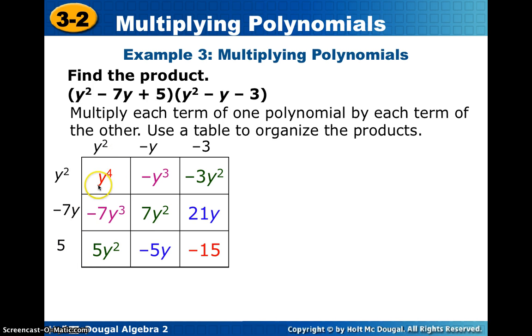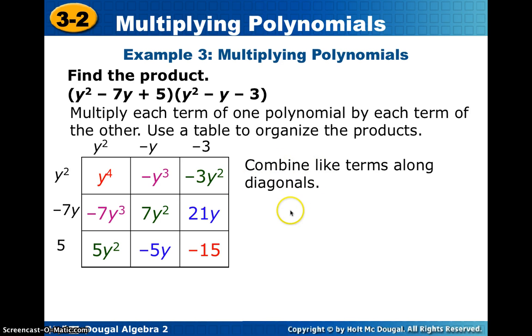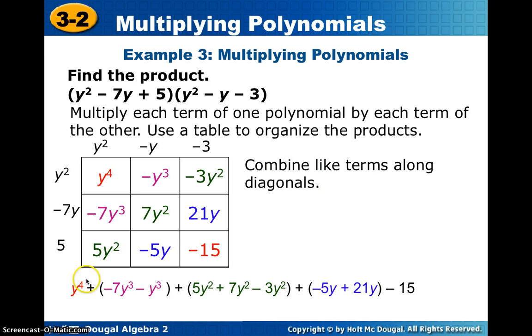So the first diagonal, in red, just has y to the 4. The second diagonal here is in pink, and we can add those two together. All the ones in green have y squared, so they're like terms, and we can add all 3 of them together. And then the 2 blue ones, and then the red 15. So that gives us our final answer of y to the 4th minus 8y cubed plus 9y squared plus 16y minus 15.